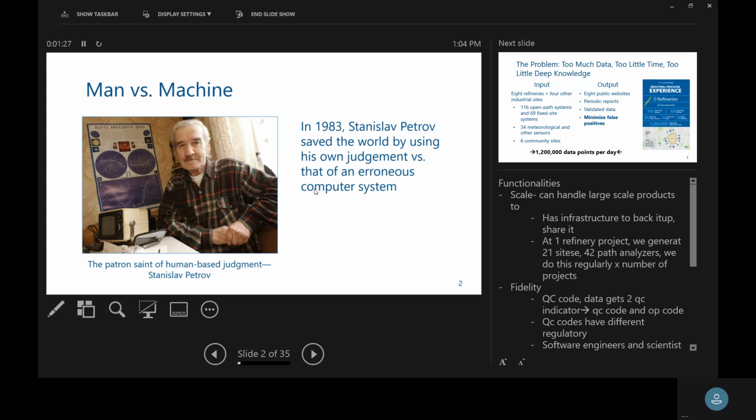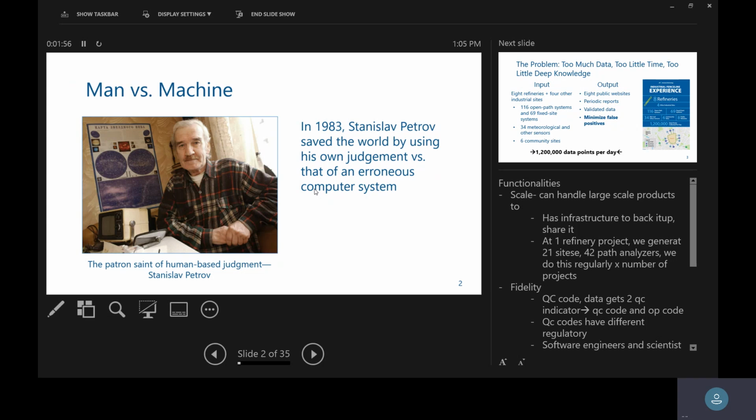But the first thing I want to do is introduce you to what I call the patron saint of human-based judgment, Stanislav Petrov. You may not have heard of this guy, but he's a Soviet, I can't remember his position, but in the Soviet military in 1983, his job was to watch the screens that would detect incoming missiles from the US to hit Russia, or the Soviet Union in those days.